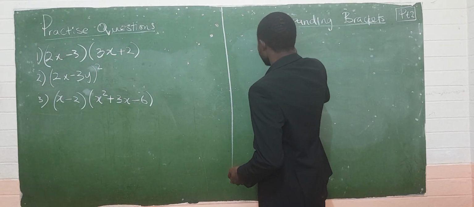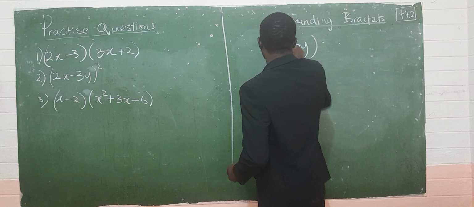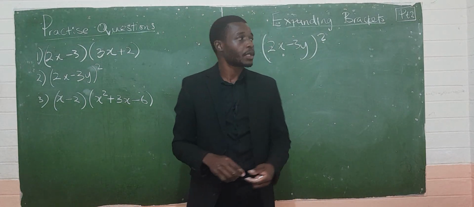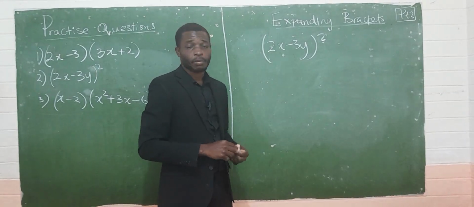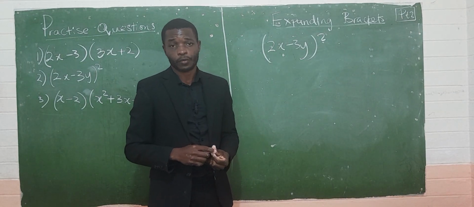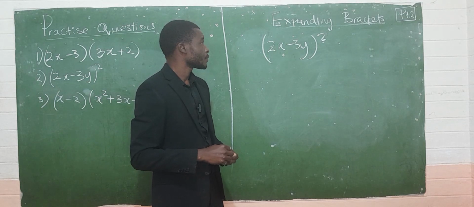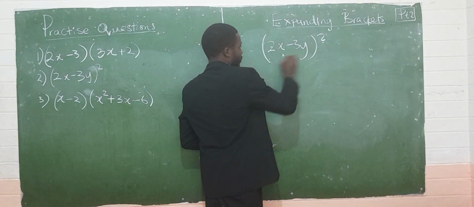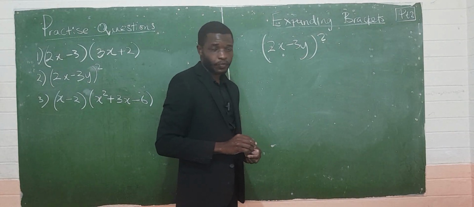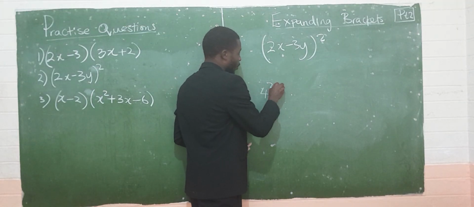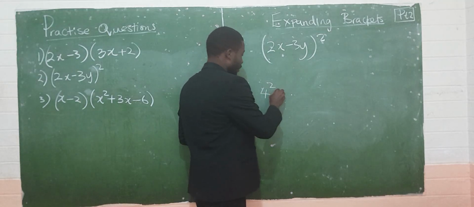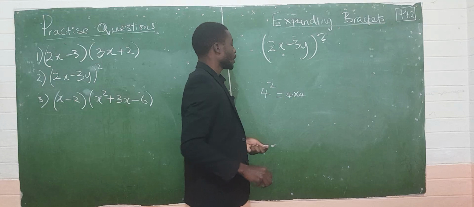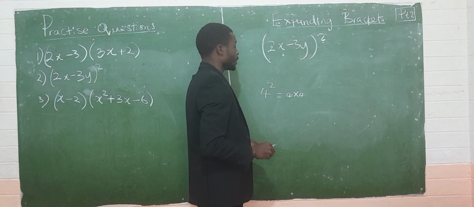There we have 2x minus 3y, of course, squared. And our assignment is to still expand the brackets. In other words, remove the brackets. Well, this notation means this is multiplying itself. Similar to me giving you 4 squared, this means 4 times 4, and this will be 16.